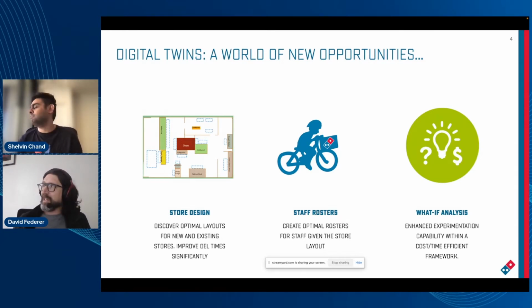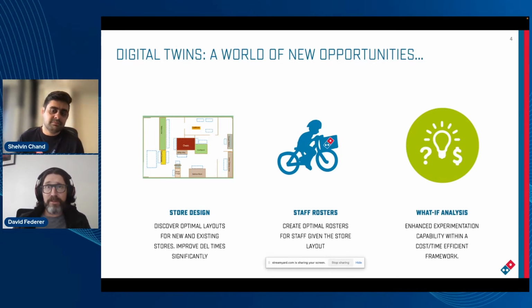The second use case is to use simulation to optimize our staff rosters. You can imagine that if you have a bad store design, rostering of staff becomes an issue as well, and you're not accommodating your staff optimally to work in your stores. So staff rosters are important as well.